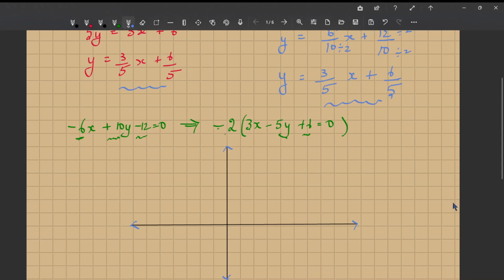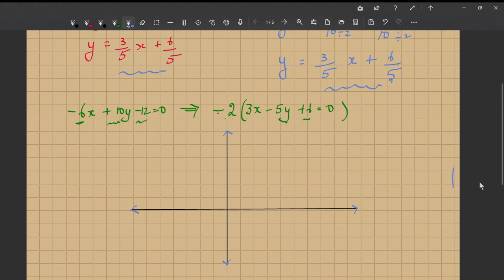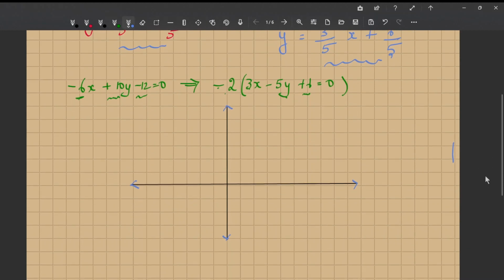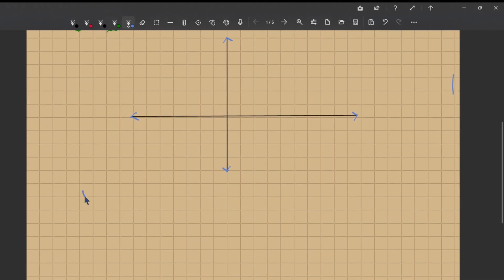I'll do the coordinates down here. We'll rewrite the equation. y is equal to 3 by 5x plus 6 by 5. This is the equation for which we have to plot, 3 by 5x plus 6 by 5. So we'll find the x and y values. Let this be the x value, let this be the y value. Let us take x as 5 first. If x is 5, what happens to this equation?